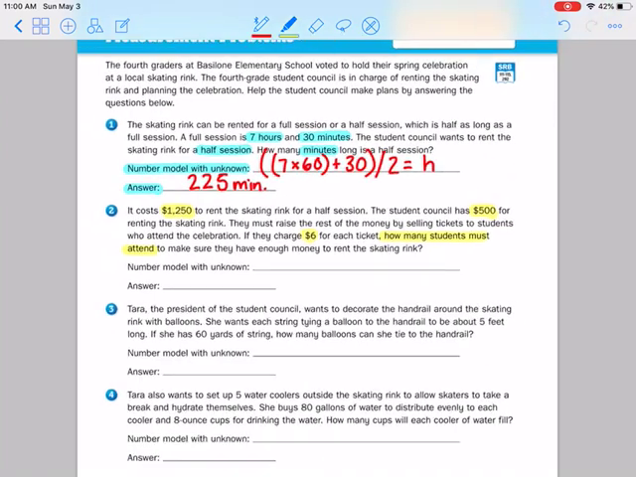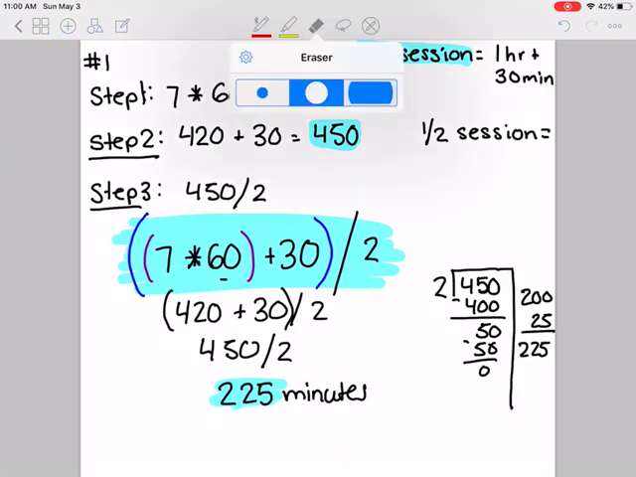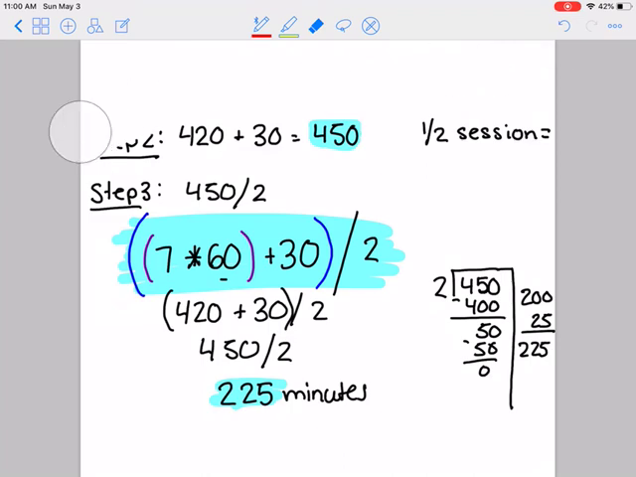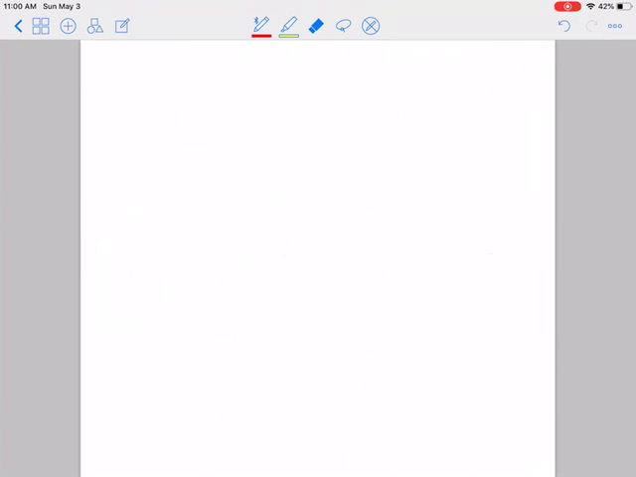Okay, so we're going to go back here. I'm going to erase this page. And we're going to do the same thing. Before we write the number model with the unknown, we're going to write down the steps that we did first. So this was for problem number 2.